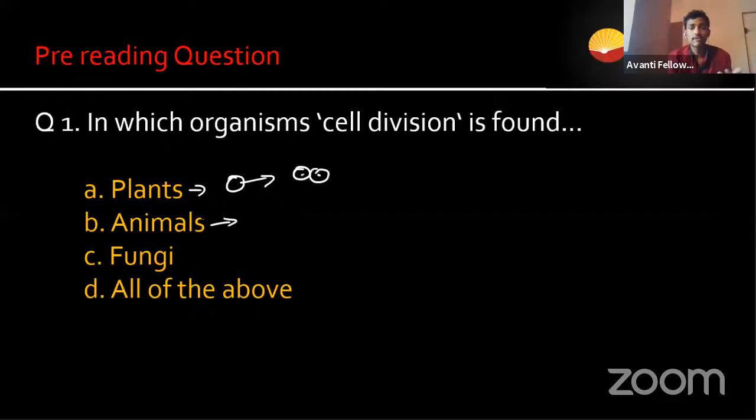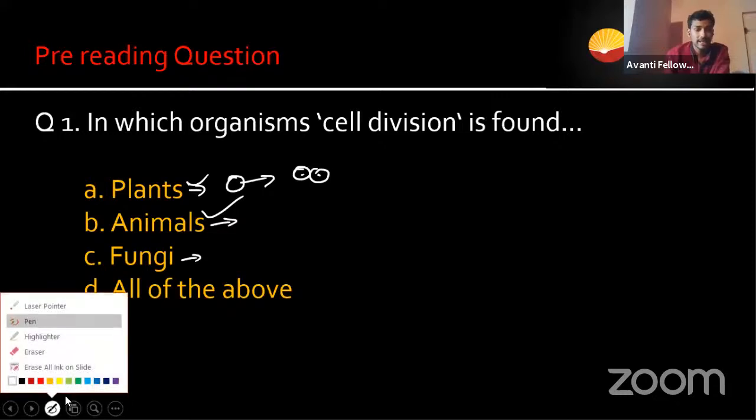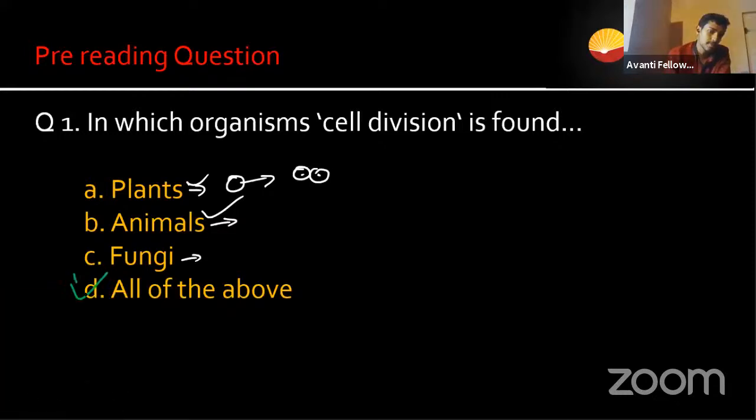Even you can find it in the animals. This is also correct. Even you can also find it in the fungi. Actually, we read about these things in fungi, right? Reproduction type in the fungi, we already learned all about these things. So what's the correct answer then? The most accurate answer is all of the above, right? All three options are correct, so all of the above is the correct answer.